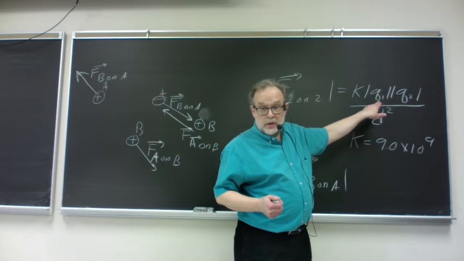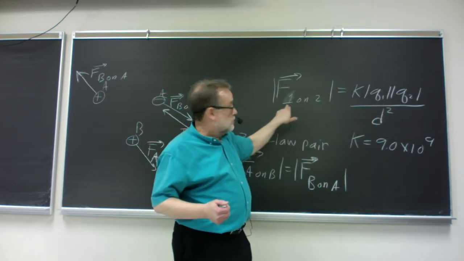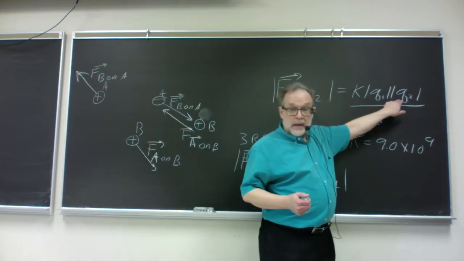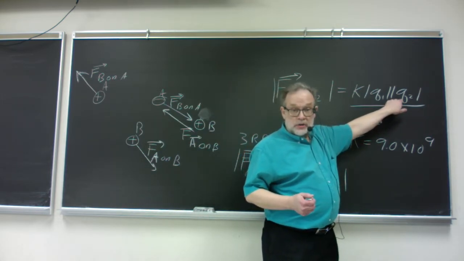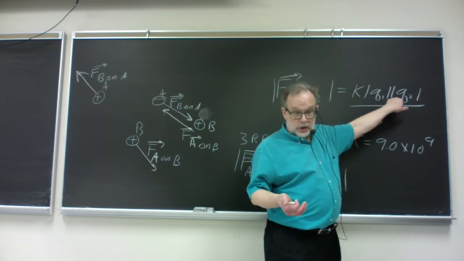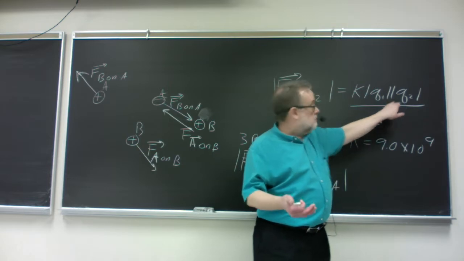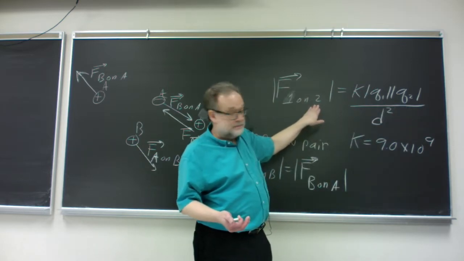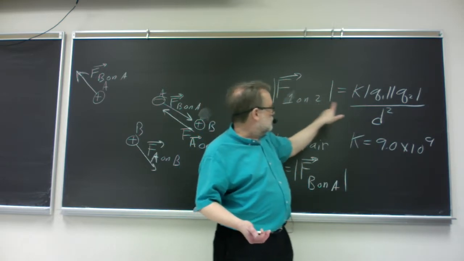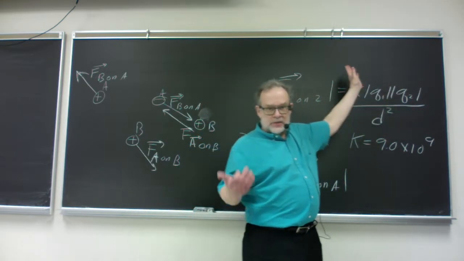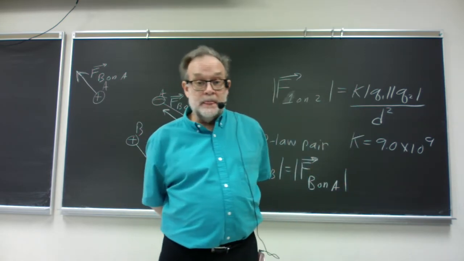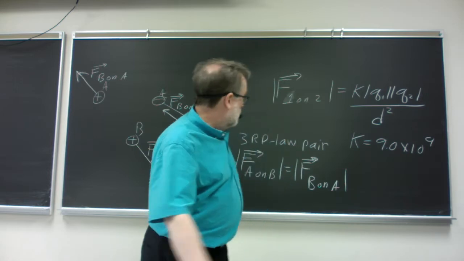Magnitude of the charge that is the source of the force, and then magnitude of the charge that is feeling that force, the charge that is acted on by that force. 1 is the source of the force, 2 is the thing that feels the force. That's the numerator, and then the denominator is the square of the distance between the two charged objects.